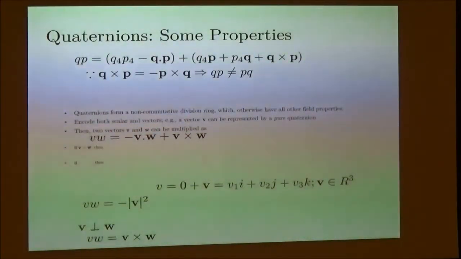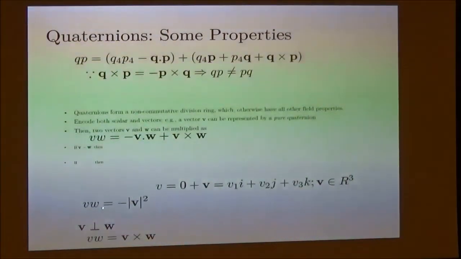In fact, quaternions precede vectors. Nobody found a great use for them until very recently. If v and w are equal to each other, then we'll have basically v squared. If v and w are equal to each other, vw would be equal to minus v dot v, and that's the same as minus the magnitude of v squared. If v is perpendicular to w, then this term is going to be zero, and we'll get vw equal to v cross w.